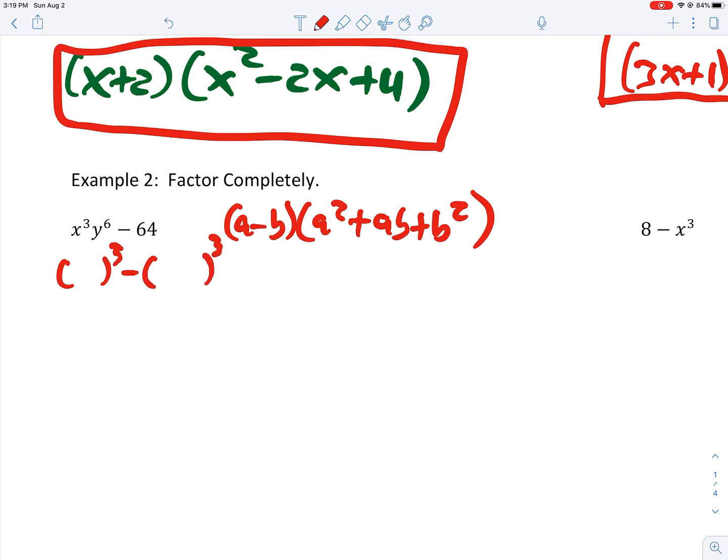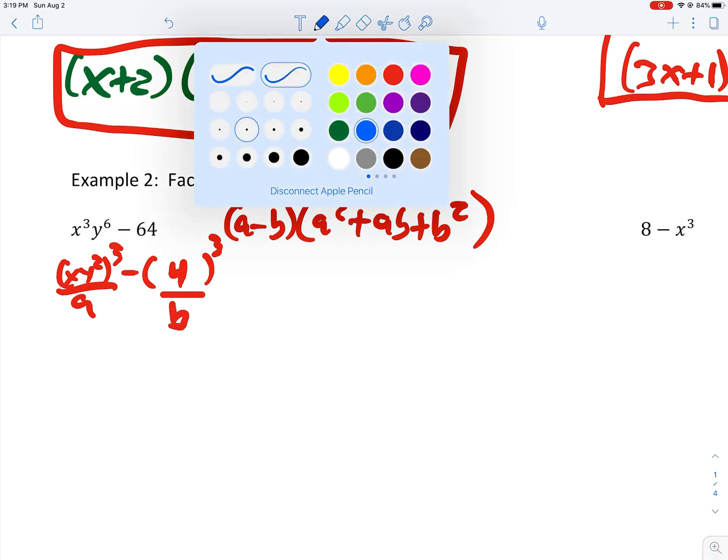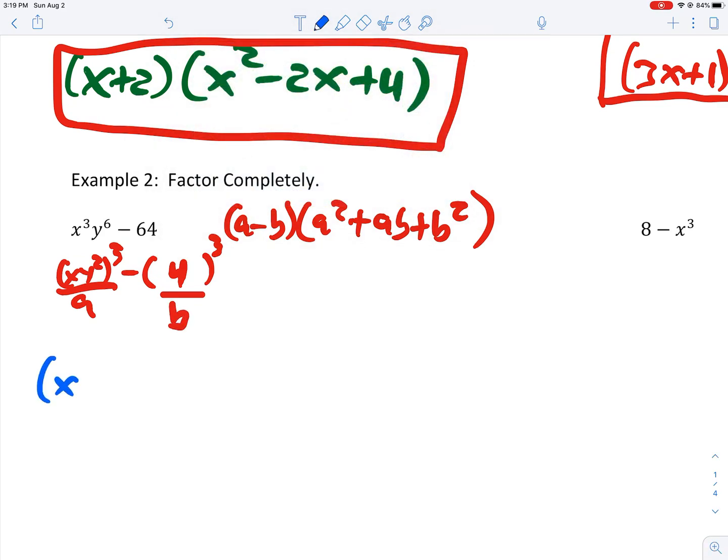Okay, so now we got to figure, what are we actually cubing? Well, what do you cube to get 64? It's 4. What are you cubing to get x cubed y to the 6th? It's x y squared. Because if you were to cube that, you get x cubed y to the 6th. So this is your a, this is your b.